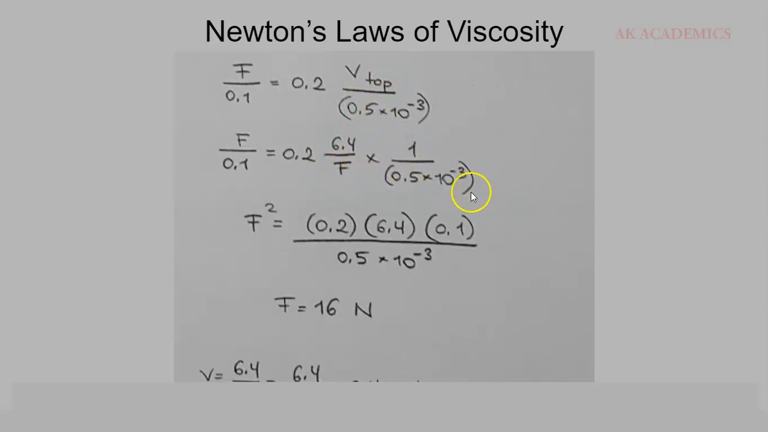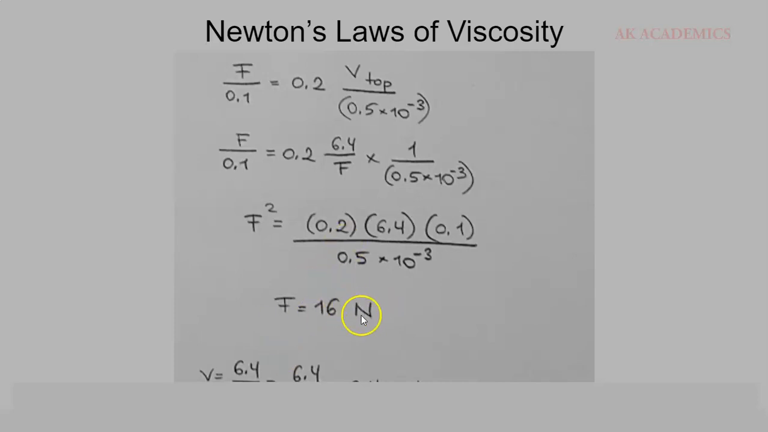Okay, if you solve this equation by just cross multiplying, you have F squared equal to 0.2 multiplied by 6.4 by 0.1, then divided by this, and you find your shear force to be equal to 16 newtons.